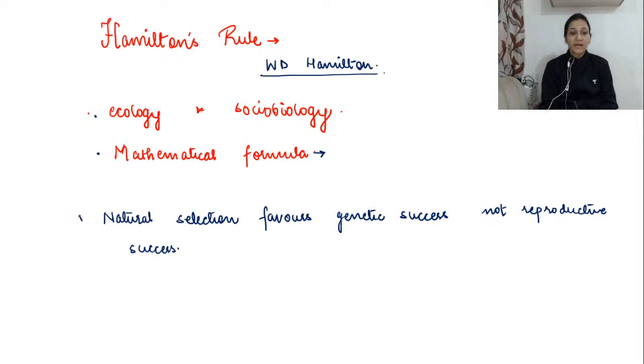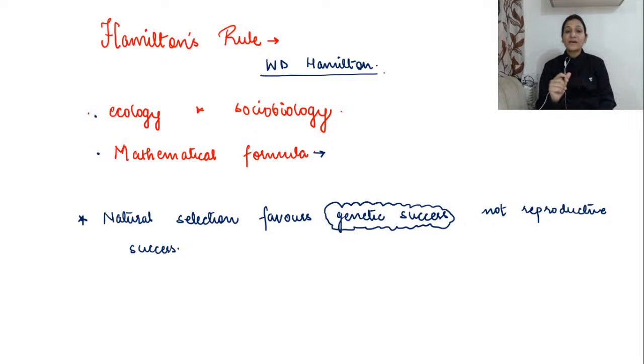So if an organism is highly fertile, but even then it won't have the benefit of natural selection, because natural selection goes by genetic success. This is the most important point, which Hamilton's rule says: it goes by genetic success, not reproductive success. So what is the reason behind it? The reason is that it recognizes that individuals can pass copies of their genes on to future generations through direct parentage or through indirect parentage.